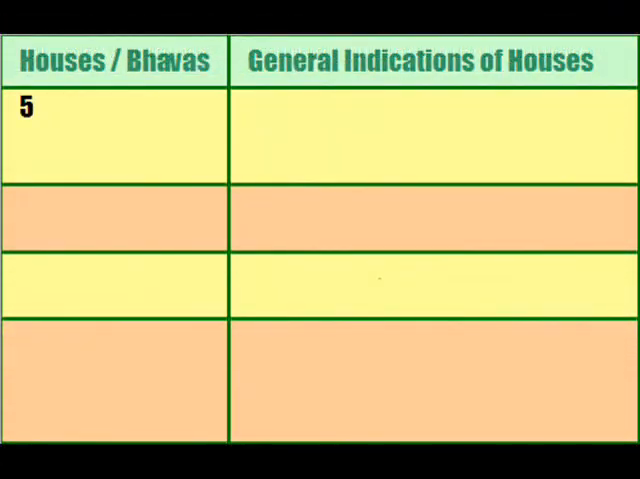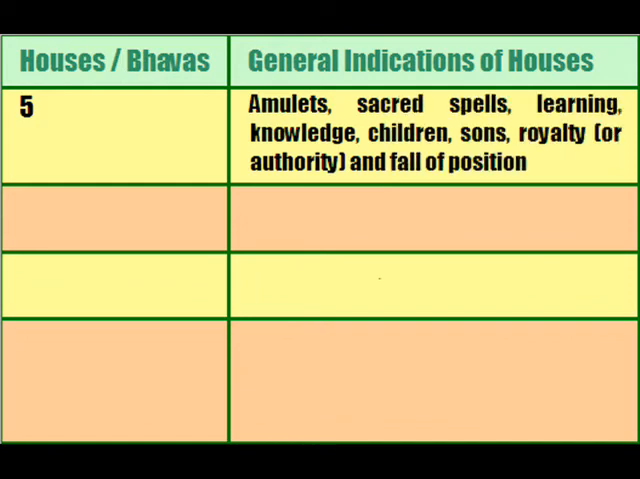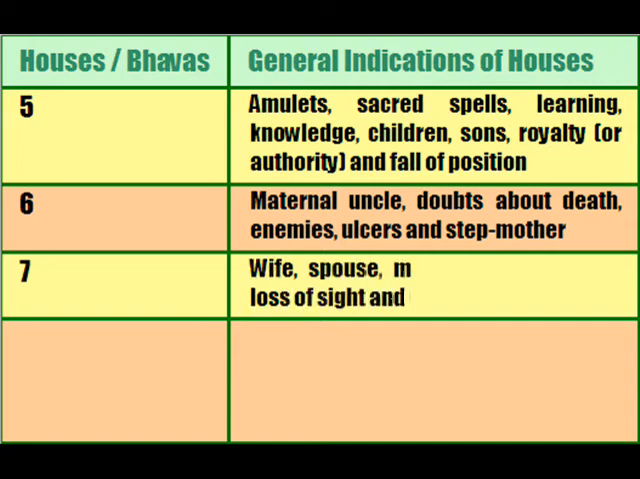The Putra Bhava or the fifth house signifies learning, knowledge, children, and so on. The sixth house, called the Ari Bhava, indicates maternal uncle, doubts about death, enemies, and ulcers. You can guess your relationship issues, spouse, marriage, travel, and death from Yuvati Bhava, which is the seventh house.